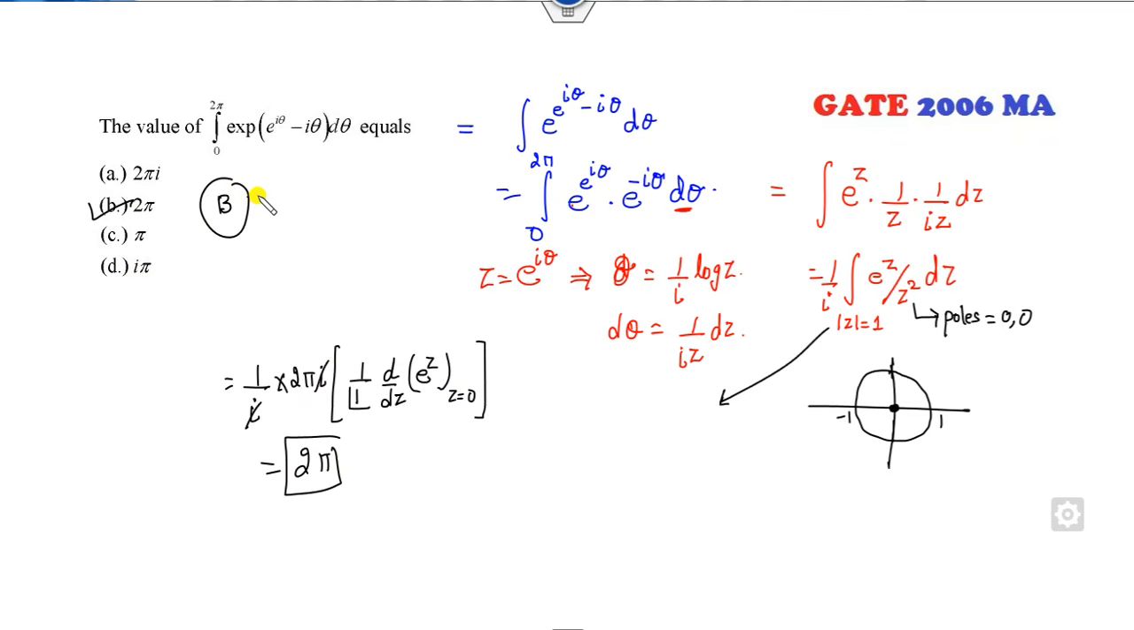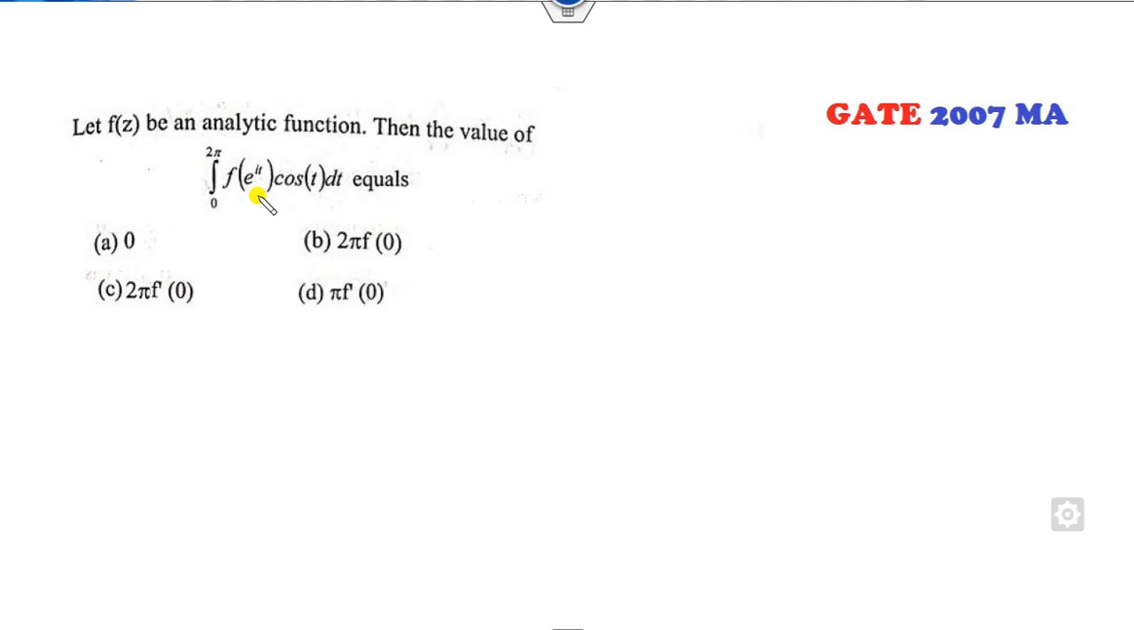A very simple target. You just have to evaluate this part and you'll get the answer simply. Okay, look at this one. f is the analytic function, then the value of this integration is equal to. Very simple. Look at that.